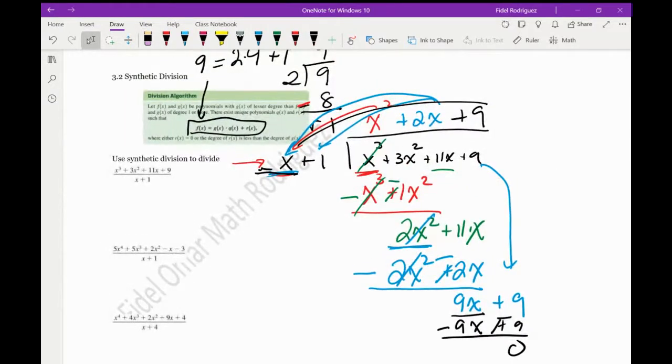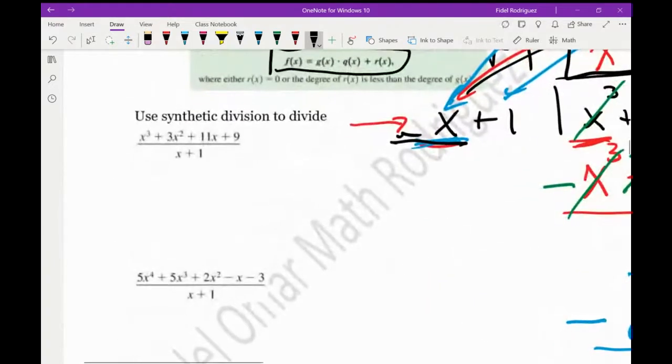This is how I would do it. And this is not synthetic division. This is long division, right? But you can see how this process can take a really, really long time. So instead of us doing it this way, and I want you to look at the answer that I came up with, x squared plus 2x plus 9, we're going to use something called synthetic division, okay?